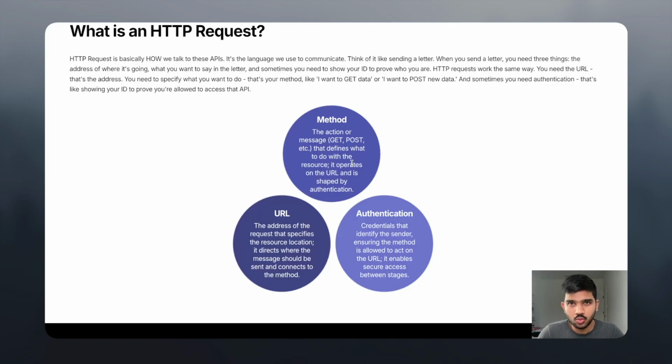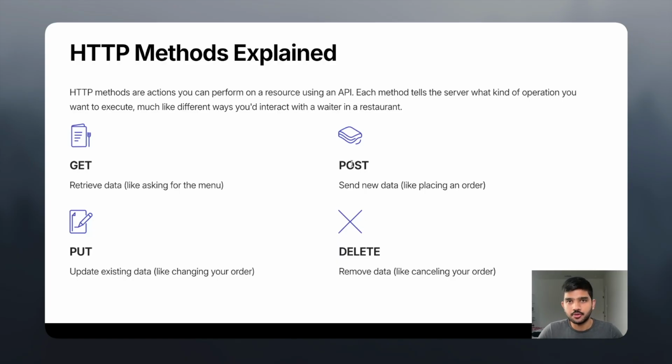You need to specify what you want to do. That's the method. In HTTP requests, we have four key methods: get, post, put, delete. We'll talk about them in a bit. And sometimes you need authentication. That's like showing your ID that you're allowed to access that API. That's the HTTP request.